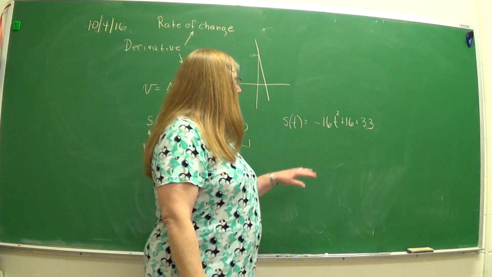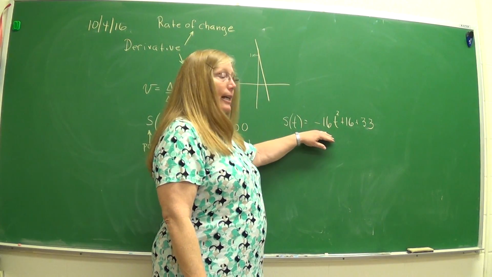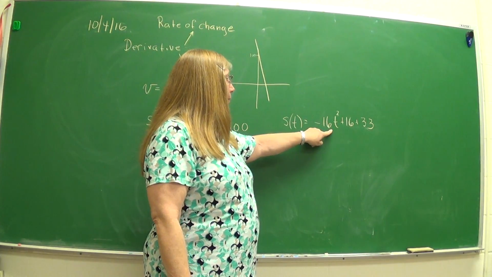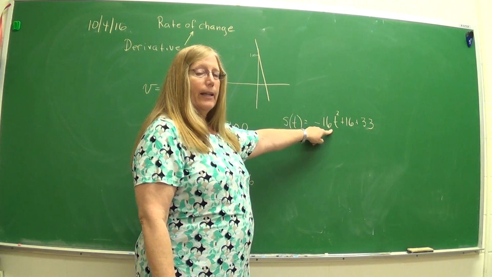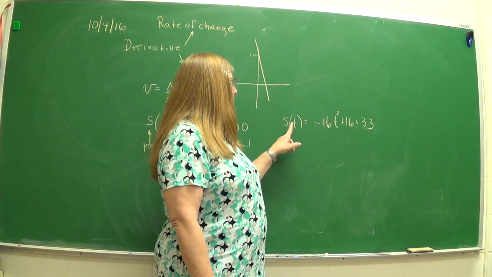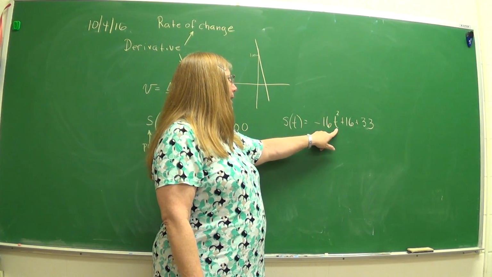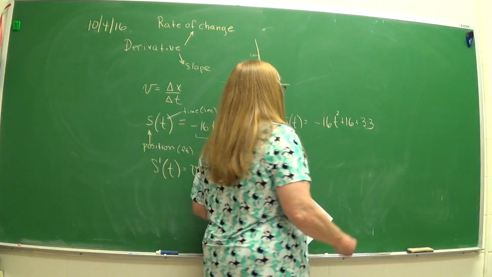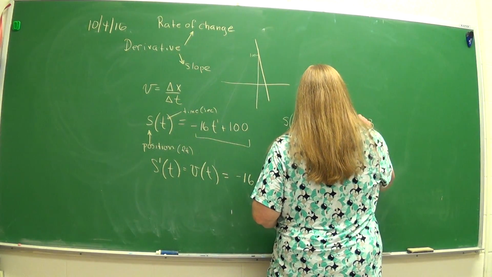So I can find where this object is at any time by plugging in values for time. So if I'm thinking, where is this object at time equals 0? Well, I put in 0 for t and I get, oh, I left my t out for this middle term.